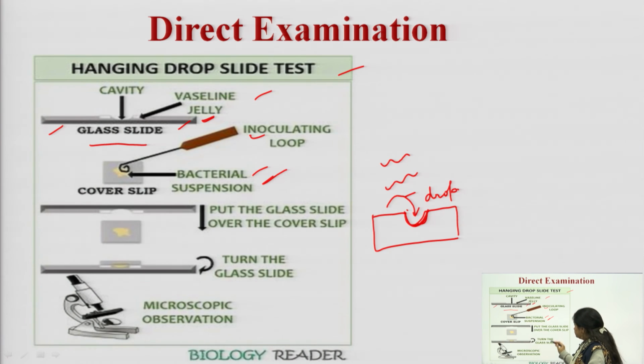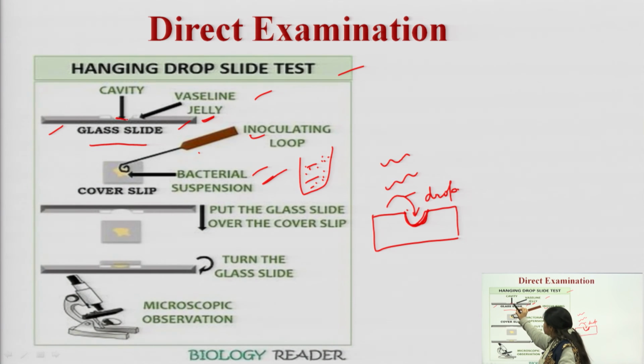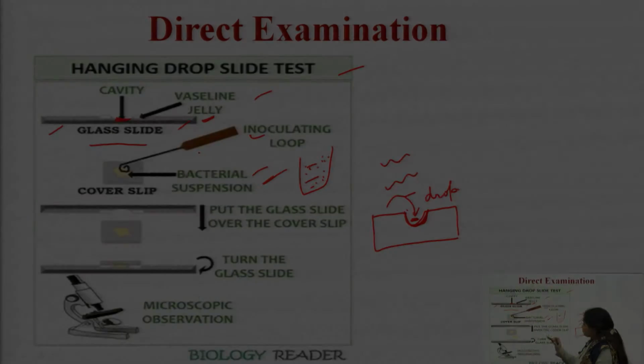After that, you will put the glass slide over the bacterial suspension. From the test tube containing the diluted sample of bacteria, you will take one drop with the help of an inoculating loop, and that drop of bacterial suspension will be put in this cavity. We will put that sample into this cavity.